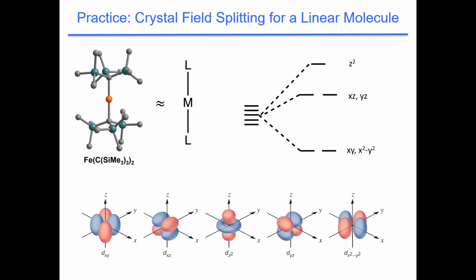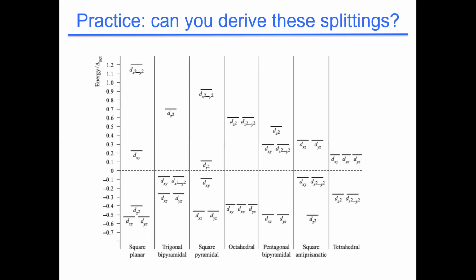And lastly, the xy and the x squared minus y squared will be the lowest in energy because they're in the equatorial plane of the molecule, so they're not going to have any interactions with the ligands whatsoever. So using the same principles for approximating the degree of the ligand interactions with the d orbitals, you can derive all of the following d orbital splittings for various geometries. So you should try this on your own. It's good practice for rationalizing the relative energies of the d orbitals for different geometries.